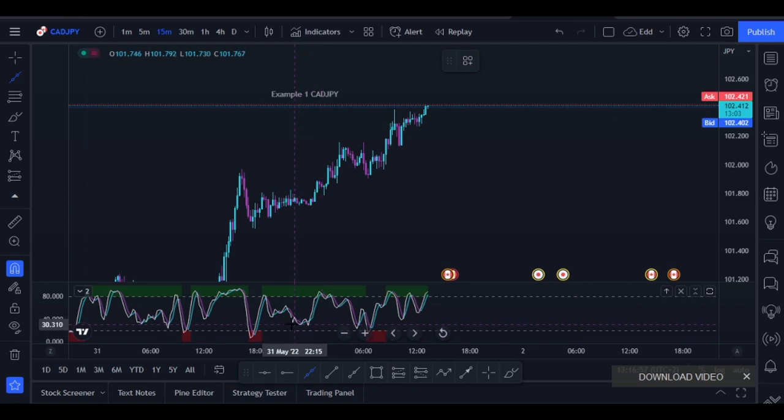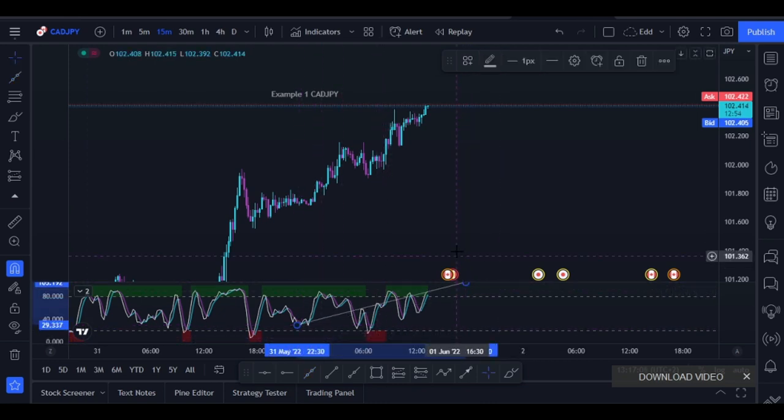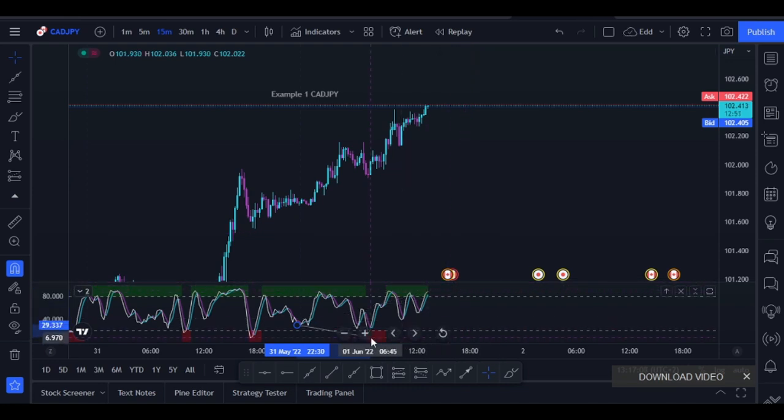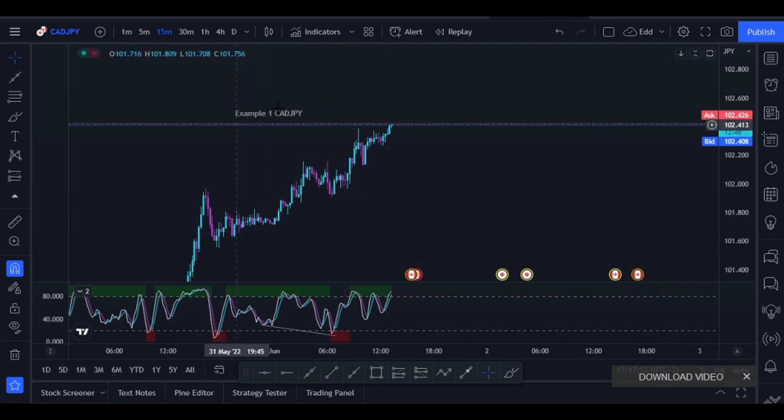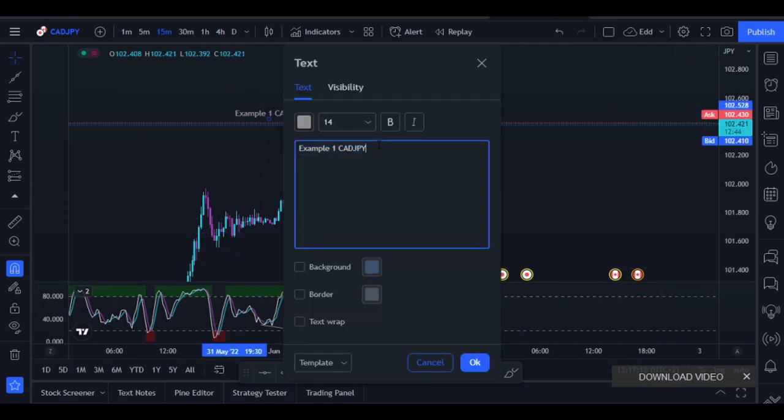I'm using a stochastic 533 that highlights every time the market is overbought or oversold, to help me quickly point out those areas where I want to draw my divergences. So here we're going to look for hidden divergence, hidden bullish divergence.